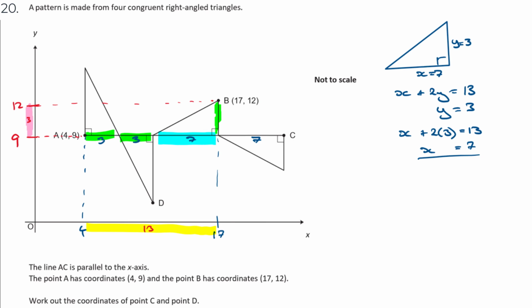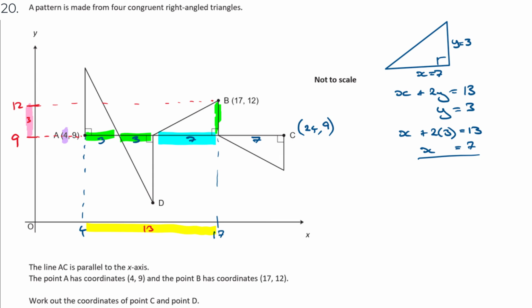Okay, so 3, 3, 7 and 7, that takes me 3, 6, 13, 20. That's 20 units along. Now the X coordinate from the point A is 4. Look, this one over here is 4. So the X coordinate for this point over here is going to be 20 plus 4. It's going to be 24. Okay, now it's the same height as the point A, so that's going to be 24, 9. Okay, and my point B, oh, we already know.